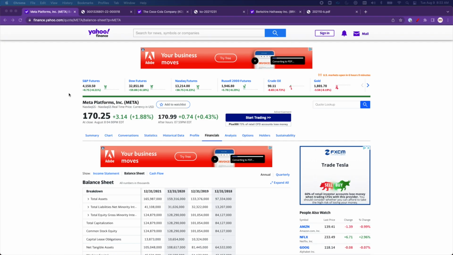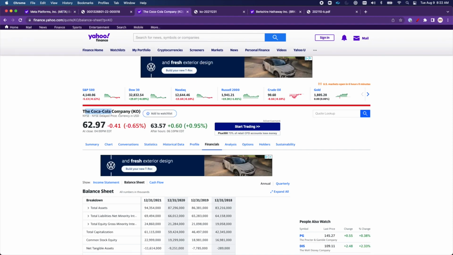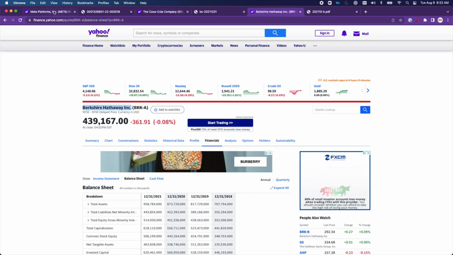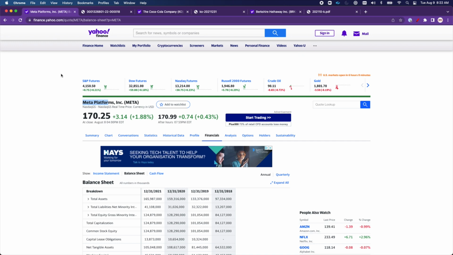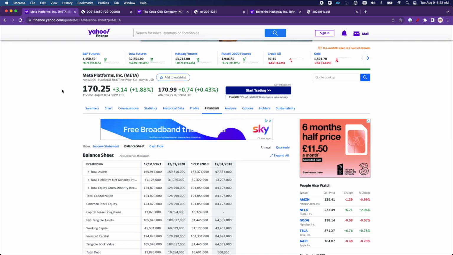Let's move on. All right, let's take a look at three companies in different sectors. So I have here Meta Platforms, then we're gonna take a look at Coca Cola, and then finally we're gonna also take a look at Berkshire Hathaway. So, like I said before, all these figures are already highlighted for you on any financial website.